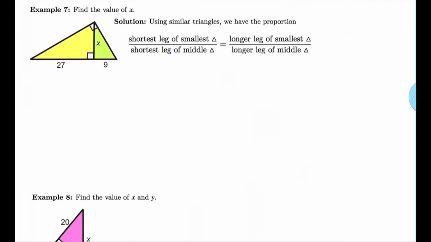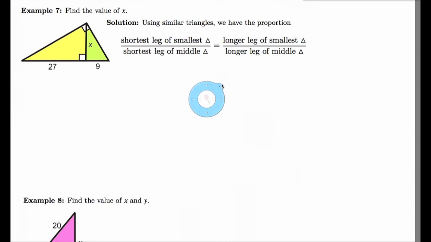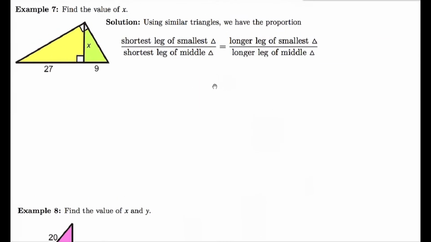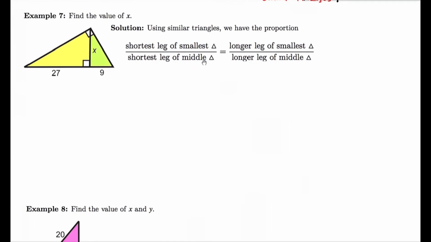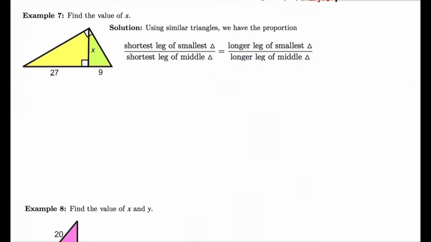Okay, let's take a look at applying the first one in example 7. So x in this case is the altitude, and 9 and 27 are the segments of the hypotenuse. So we can use the geometric mean to solve for x in this case, but it's still the shortest leg of the smallest triangle to the shortest leg of the middle triangle equals the longer leg of the smallest triangle over the longer leg of the middle triangle. We're still using a proportion in this case, but it just so happens to be the geometric mean.